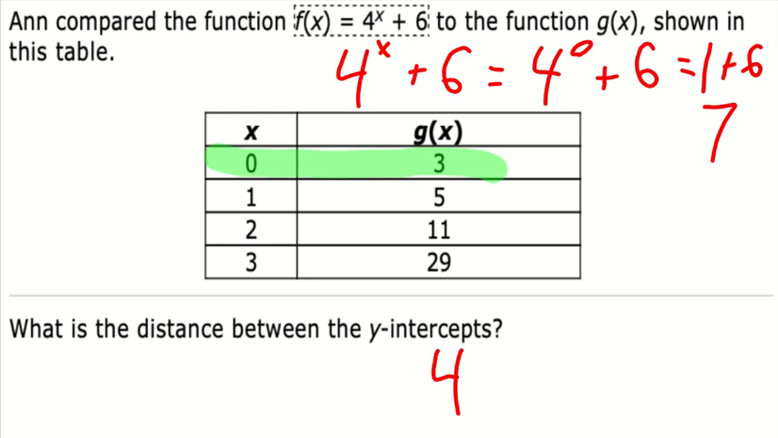Everybody got it? Other option, with a calculator, graph the function as well and do it that way. Any questions on that one?